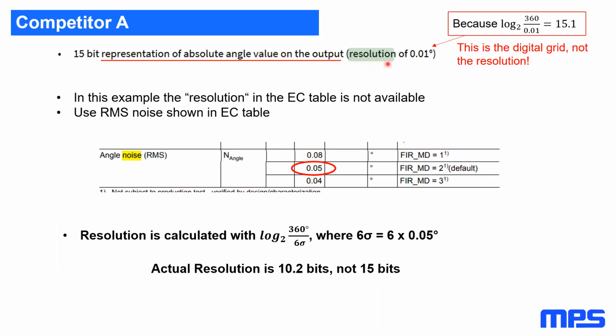But 15 bits means that you would have a 0.01 degree noise resolution, right? Log 2 of 360 over 0.01 is 15.1. That is not the real resolution. That's the digital grid. That's the A to D resolution only. The sensor resolution is shown when we actually see the angle noise. Log 2 of 360 over 0.05 is actually only 10.2 bits, not 15.